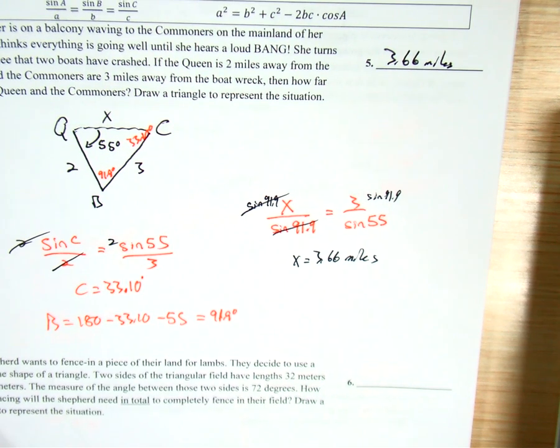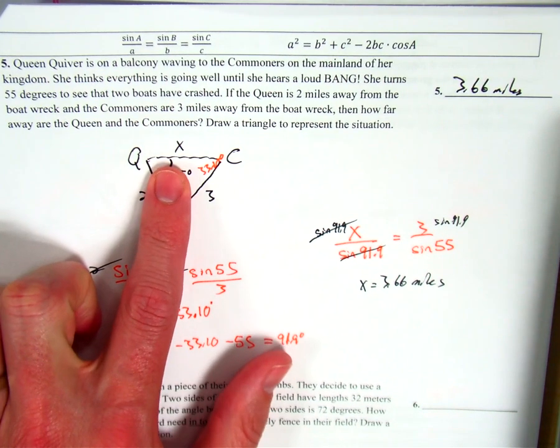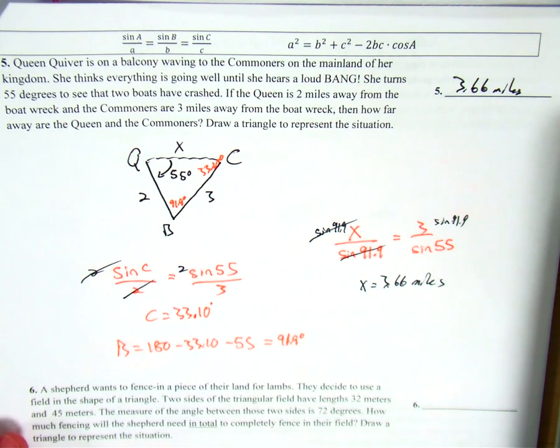All right. So, it was one piece of the triangle that they wanted. We just had to go through the whole thing just to get that one piece of the triangle.